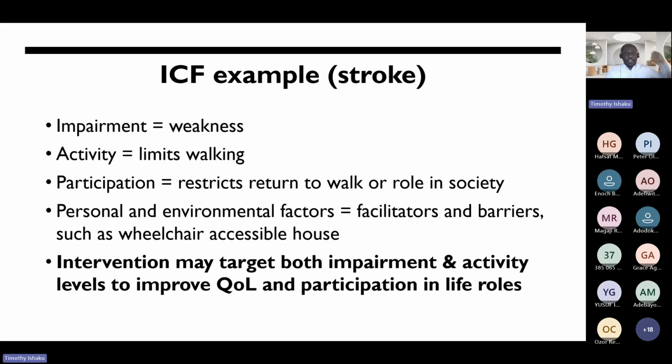Just as a stroke example: impairment, we said weakness; activity limitation, walking; participation restriction, return to work, role and society; and then personal factors, that's the one we discussed, facilitators and barriers of using a wheelchair. So intervention-wise, we may target both impairment and activity to improve the quality of life of the patients and participation in their life roles.